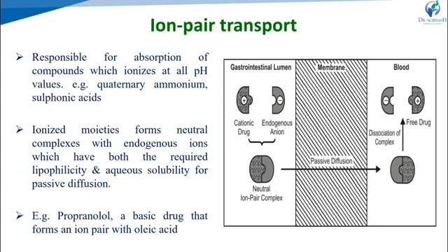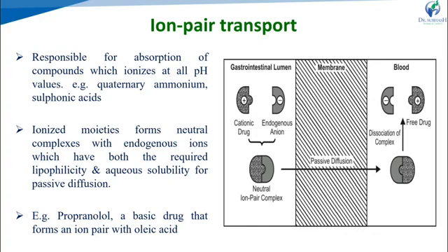Based on their dissociation constant, their pK value, at a particular pH the drug ionizes and dissociates into ions, and that is not crossed by passive diffusion. So at that time ion pair transport is used. Ionized moieties form a neutral complex with endogenous ions, which have both the required lipophilicity and hydrophilicity for passive diffusion. Here the example is propranolol, which binds with oleic acid and forms a neutral complex, and releases propranolol into the blood.